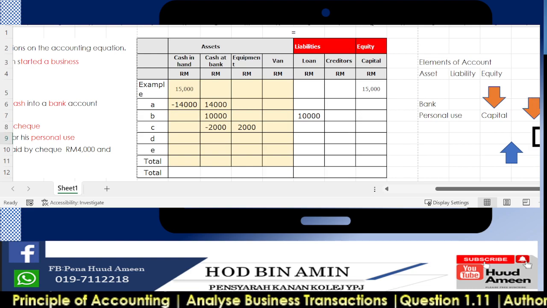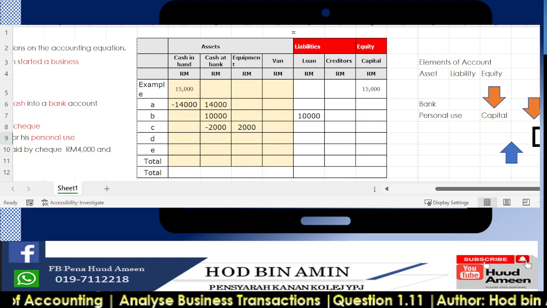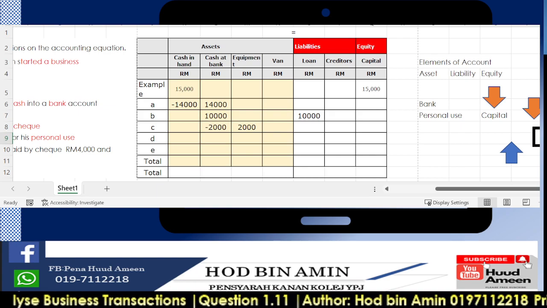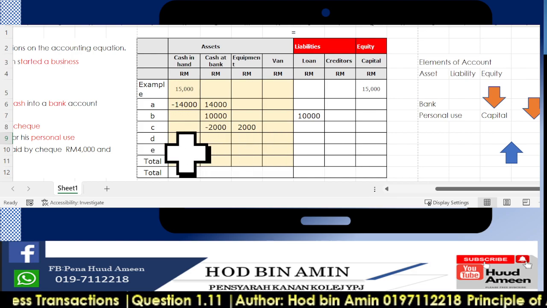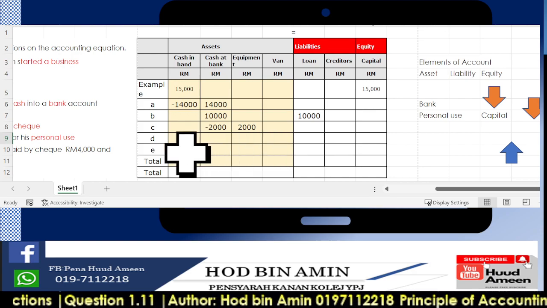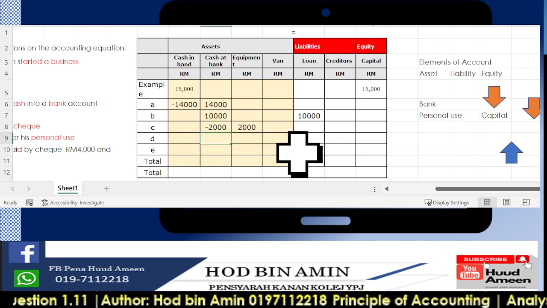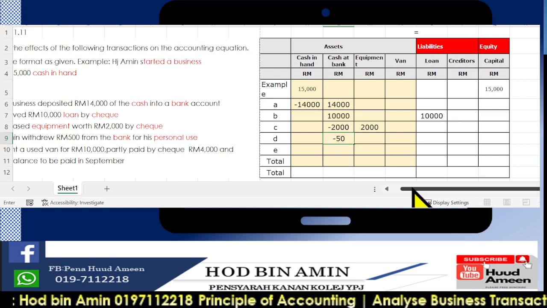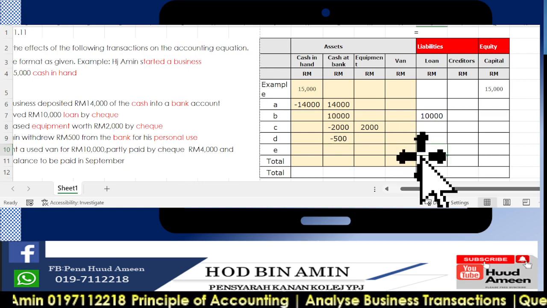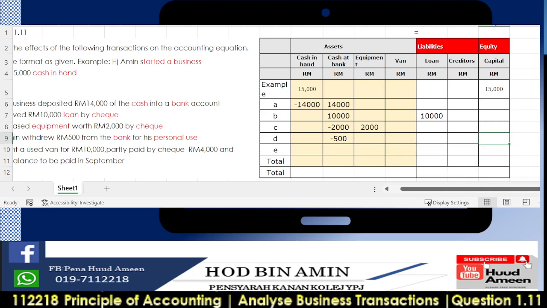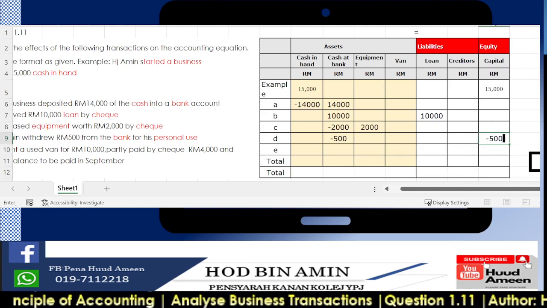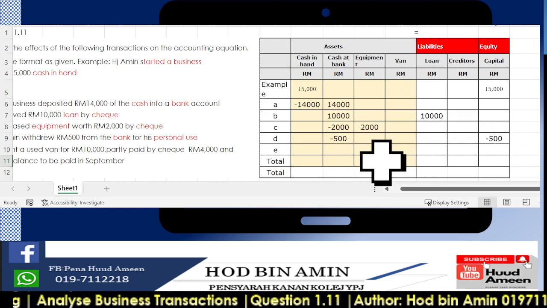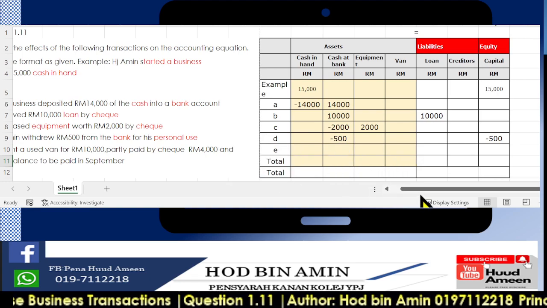What sign do you use? If the arrow is decrease, then mathematically we use negative. Cash at bank will be negative 500, and the capital also decreases, negative 500. And make sure the left and right must be equal, the same. All right, balance.